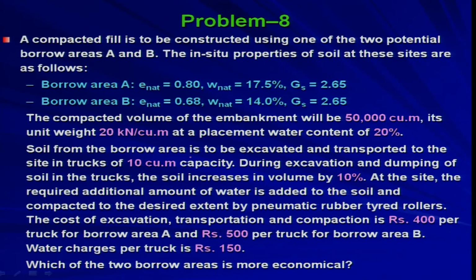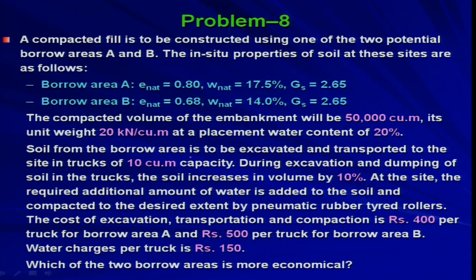Its unit weight is 20 kilonewton per cubic meter at a placement water content of 20%. So, this is the requirement for the embankment which is to be constructed. Now, soil from the borrow area is to be excavated and transported to the site in trucks of 10 cubic meter capacity. During the excavation and dumping of soil in the trucks, the soil increases in volume by 10%. So, that kind of allowance you have to consider.